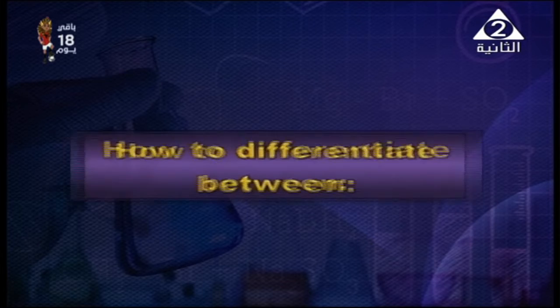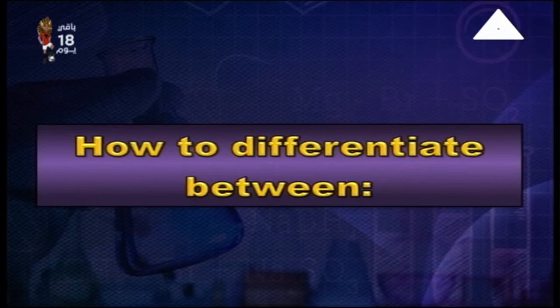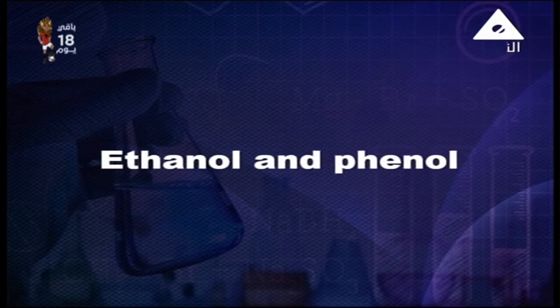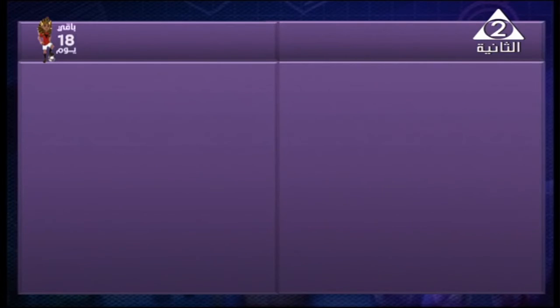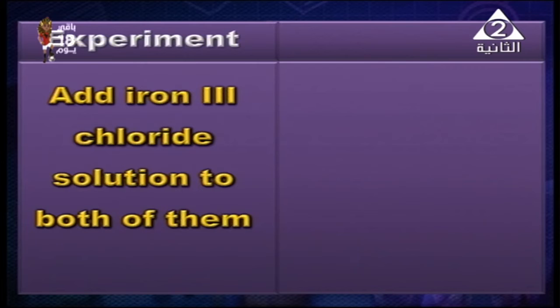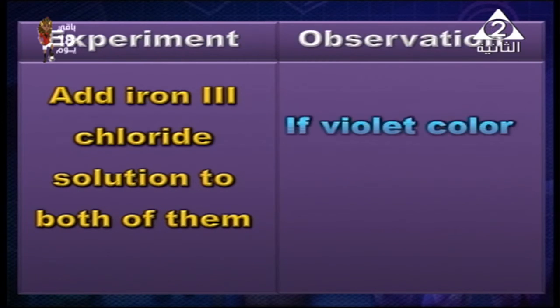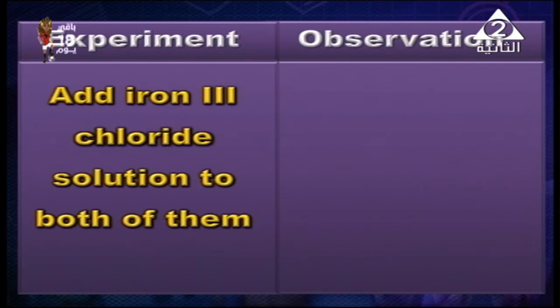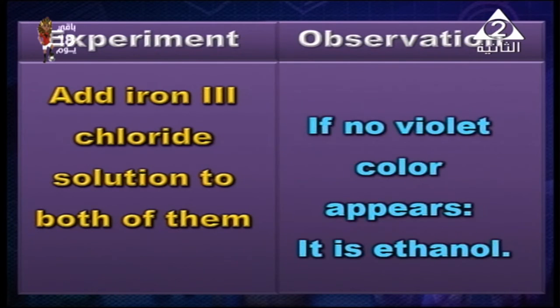My dear student, we have a question here: how to differentiate between ethanol and phenol? Here the experiment: adding iron 3 chloride solution to both of them. Here the observation: if violet color appears, it is phenol. If no violet color appears, it is ethanol.